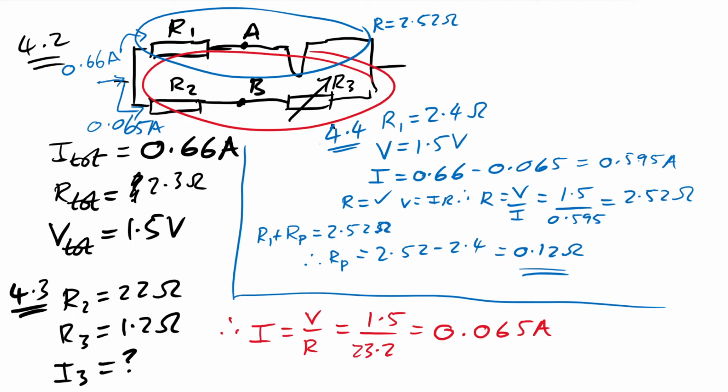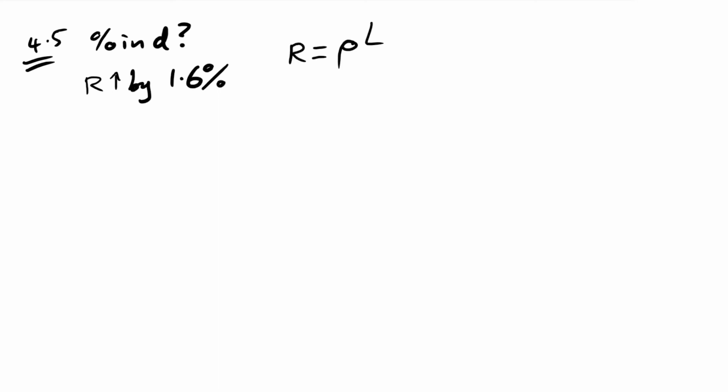4.5, what's the percentage change in the diameter when the resistance increases by 1.6%? Okay, so let's crack out our equation again for resistivity. This is a proportionality question because we're being asked to find out how a relative change in one thing affects a relative change in another. So resistance is rho L over A, but we're not concerned with how resistance is affected by area.